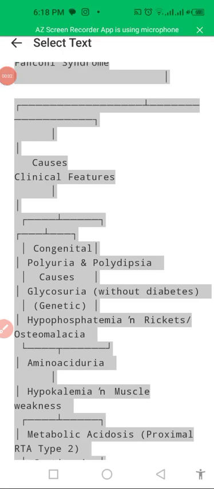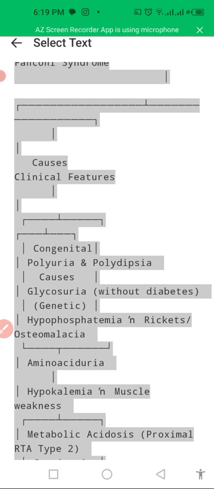Okay, hello everyone. So now we are going to look at Fanconi syndrome, and that is kidney nephron pathology. There is pathology at the different parts of the nephron, and Fanconi syndrome is the syndrome that is caused because of a proximal convoluted tubule defect. So we will be looking at the clinical features of Fanconi syndrome.